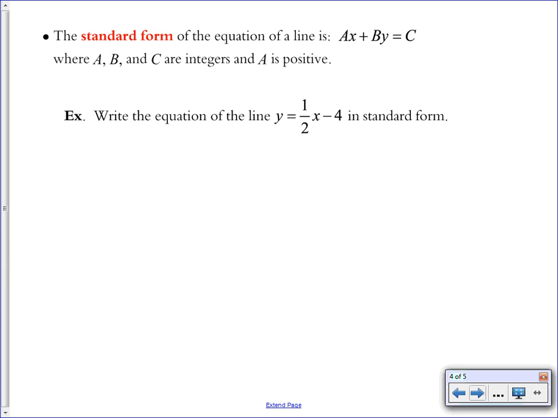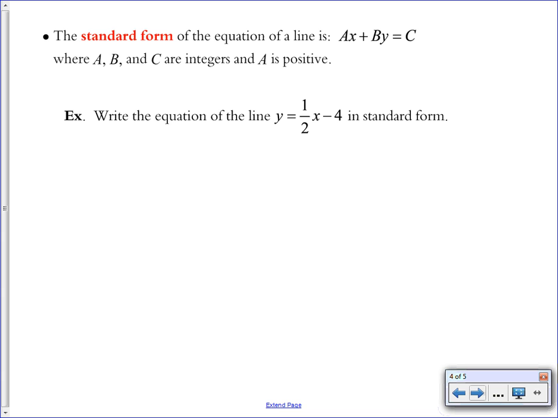The third form is called standard form. The standard form of the equation of a line is ax plus by equals c. A, b, and c are just integers. That means they have to be whole numbers, positive or negative. And we want a to be positive if possible. So that might just mean changing all the signs at the end of the problem. But it's definitely important that they all be integers and not fractions. So let's see an example.